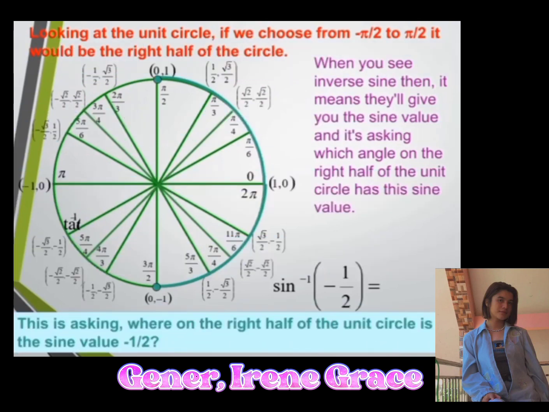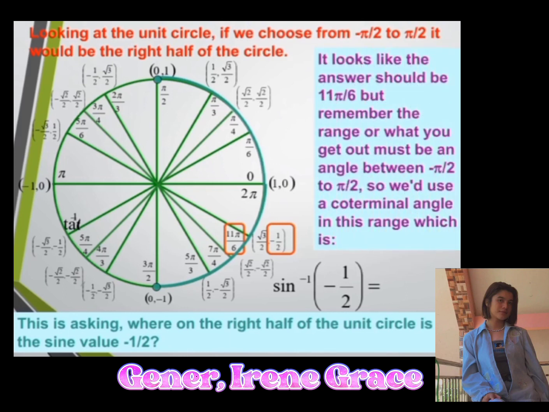So this is asking where on the right half of the unit circle the sine value is negative 1 half. Well, it looks like the answer should be 11 pi over 6, but remember the range, or what you get out, must be an angle between negative pi over 2 and pi over 2. So we use a coterminal angle in this range: sine raised to negative 1 of negative 1 half equals negative pi over 6.